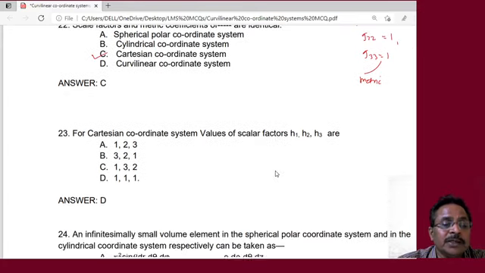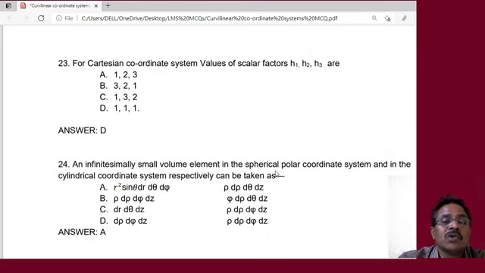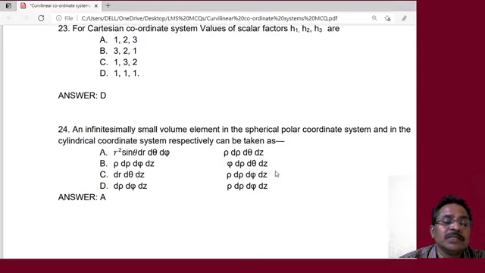Now question number 23: for the Cartesian coordinate system, the values of the scale factors h1, h2, h3 are... This is again a very simple question, what we have discussed just now. The answer is D, that is 1, 1, 1. All these three scale factors are found to be 1, 1, 1 because their metric coefficients g11, g22, g33 are equal to 1, 1, 1, and therefore D is the correct answer for question number 23.